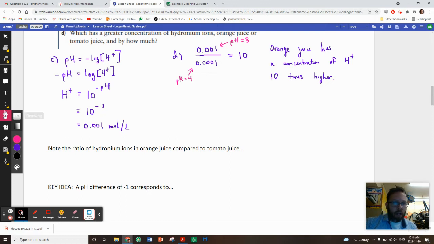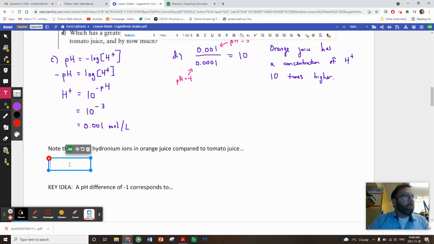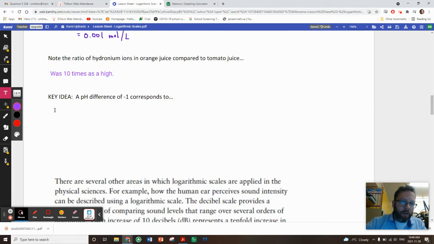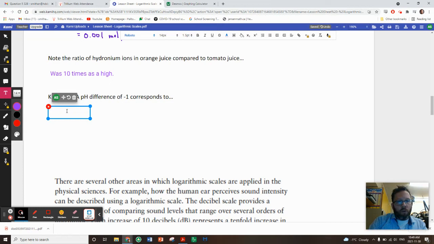All right, so we just talked about this. The ratio of hydronium ions in orange juice compared to tomato juice was 10 times as high. Let's just summarize what we did. The key idea that we just talked about: a pH difference of -1 corresponds to a 10-fold increase in hydronium ion concentration.